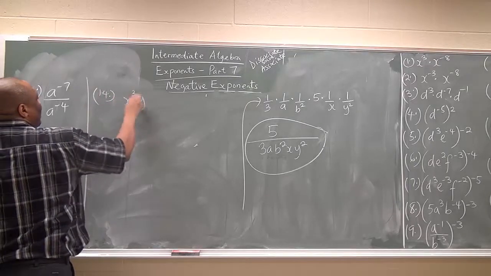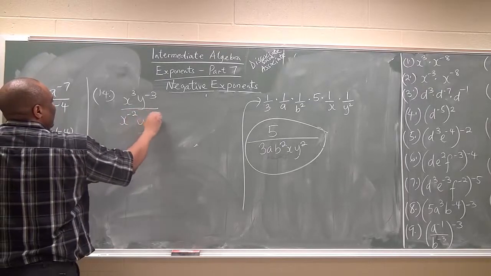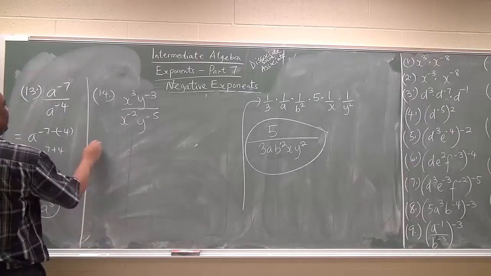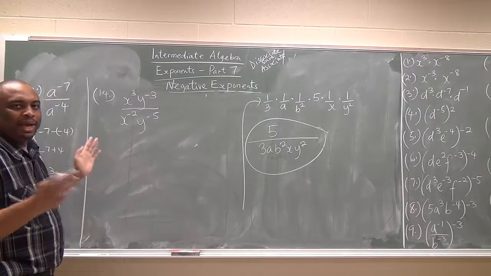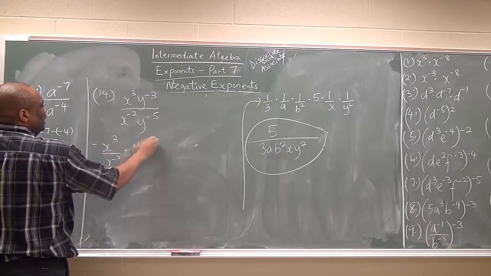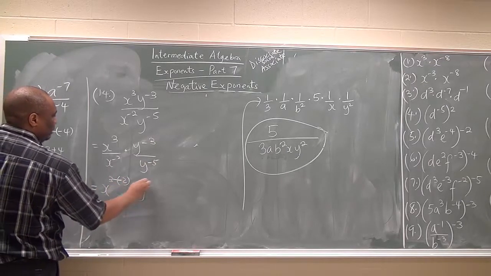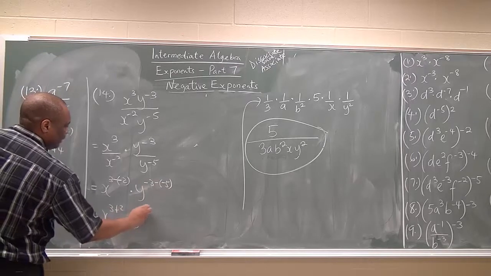Question 14. x cubed y exponent negative 3 all over x to the negative 2, y to the negative 5. Okay, x exponent 3 times y exponent negative 3 divided by x exponent negative 2 times y exponent negative 5. So what is it going to be? Let's dissociate x by itself, dissociate y by itself, solve it, and then we associate. So this is x to the 3 over x to the negative 2 times y to the negative 3 over y to the negative 5. So this will be x 3 minus minus 2 times y negative 3 minus minus 5. So this will be x 3 plus 2 times y negative 3 plus 5.